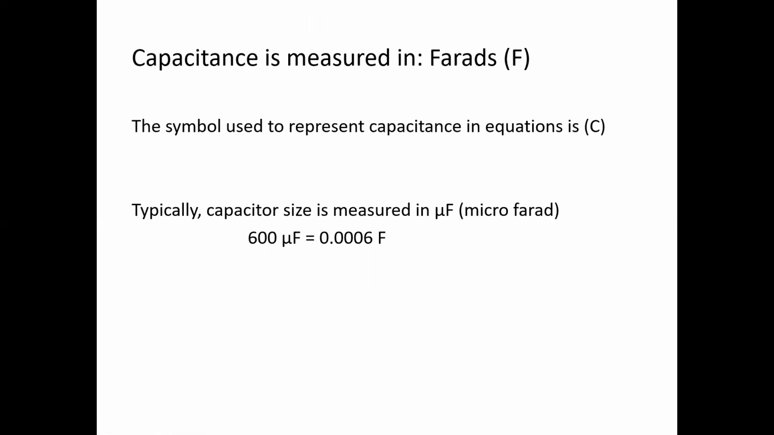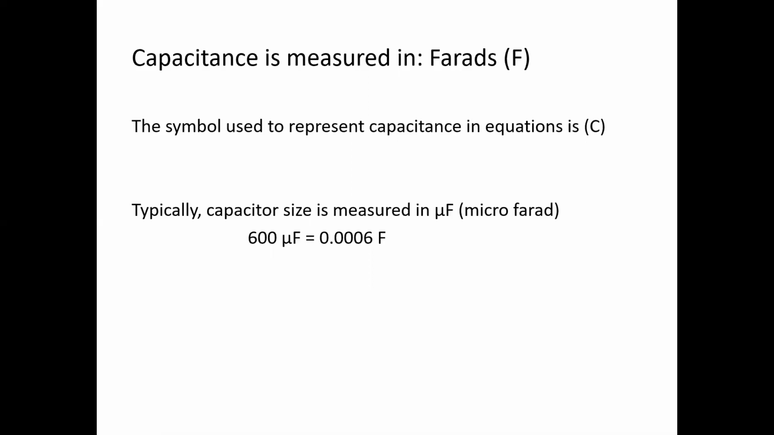Capacitance itself is measured in farads. It's a physical property made up of those three different construction requirements. The symbol we use to represent capacitance in equations is the C. And typically a capacitor is sized in a measured value in the microfarad realm. So typically microfarads is what we're looking at.